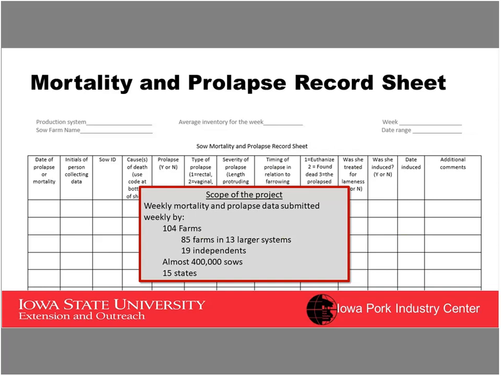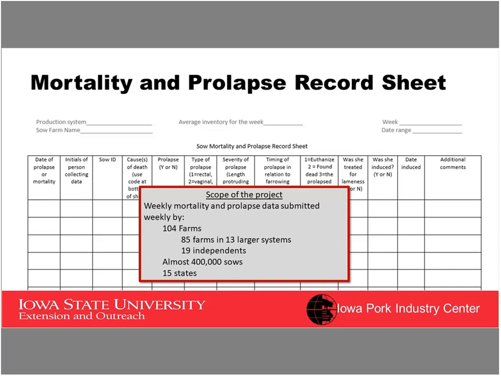One of the components of the project that we implemented with the 104 sow farms was the weekly reporting of mortality and prolapses to Amanda Chipman and the Pork Industry Center. One of the valuable things there is that, as you all know, with different database management systems, the cause of death for a lot of different farms is variable, right? So it's hard to compare mortality records from different systems that are using different databases.